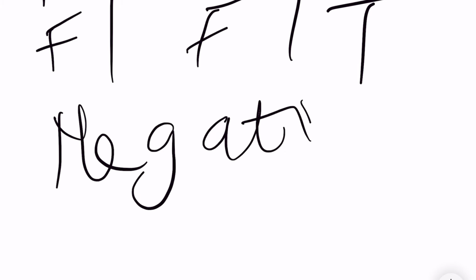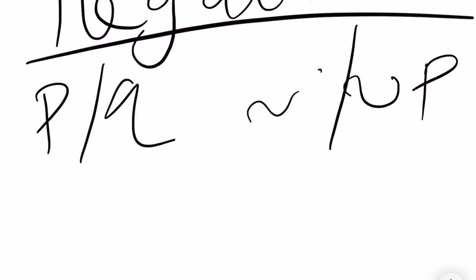Now, for the negation of a statement, we have P, Q, and negation P. There is also negation Q. When it is true, we have it to be false, and when it is false, we have it to be true. So if P is true, then negation P is false, and if P is false, then negation P is true. Negation is always the opposite of our statement.